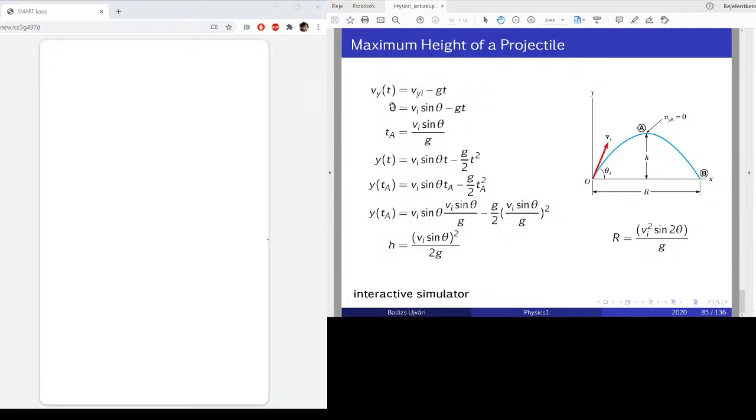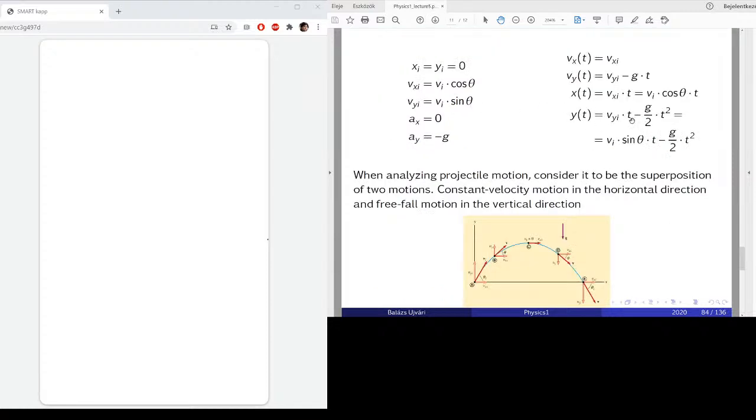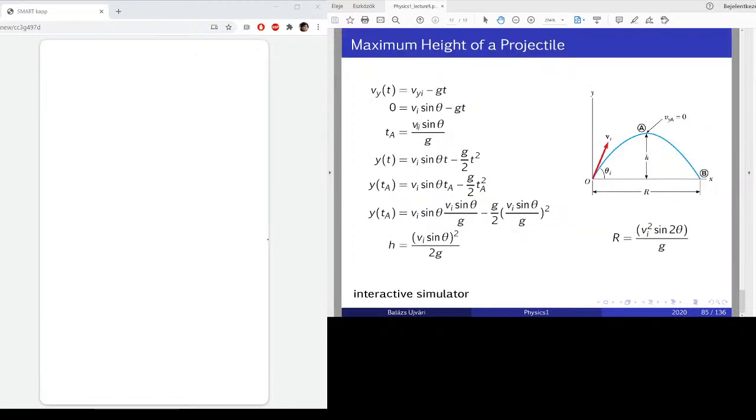How can I calculate it? I write 0 on the left and keep the equation as it came from the previous slide, and you can express t by v_i sine theta divided by g. Alright, so we know when we will reach this upper point, but we are only in the y direction. Go with this t_A.